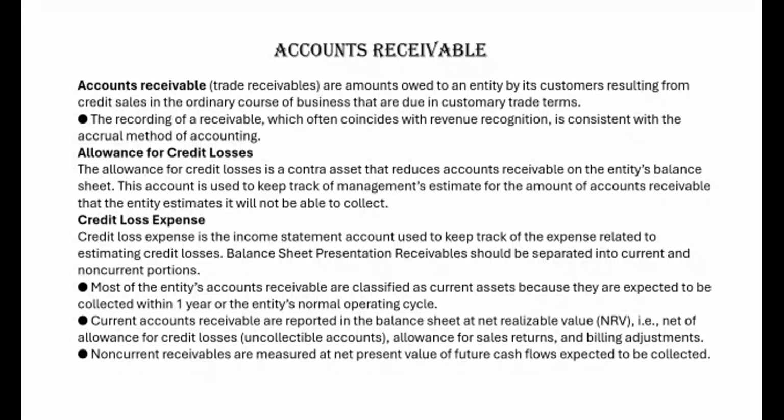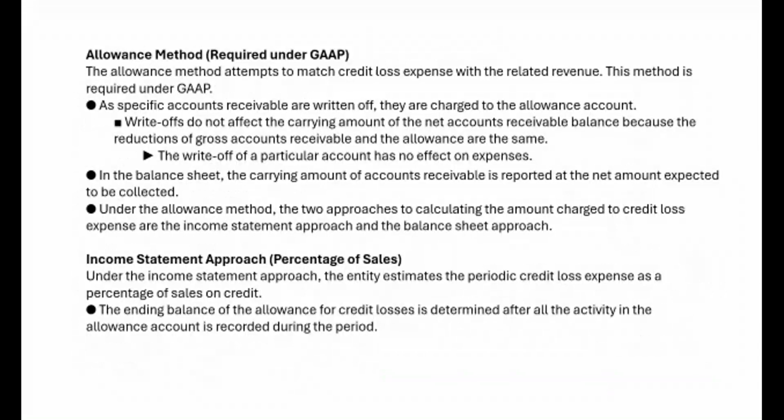Balance sheet presentation: receivables should be separated into current and non-current portions. Most of the entity's accounts receivable are classified as current assets because they are expected to be collected within 1 year or the entity's normal operating cycle. Current accounts receivable are reported in the balance sheet at net realizable value, NRV, net of allowance for credit losses, uncollectible accounts, allowance for sales returns, and billing adjustments. Non-current receivables are measured at net present value of future cash flows expected to be collected.